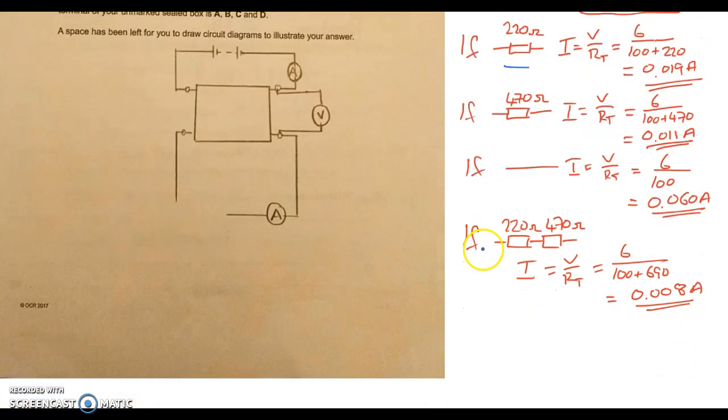And finally, if we have the 220 and 470 ohm between the two terminals, it's going to be 6 over 100 plus 690, as those two added together, and we'll get us a current of 0.008 amps. Okay, so we know if we see 0.008 amps on our ammeter, then we have the two resistors connected between the two terminals. And that's it.